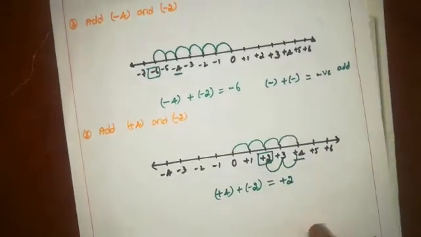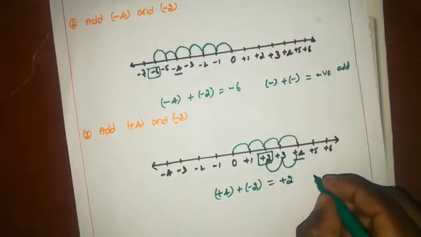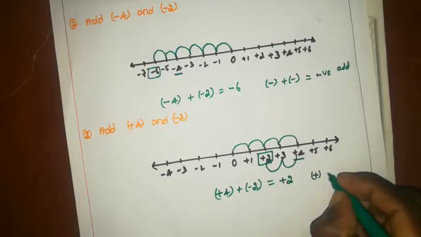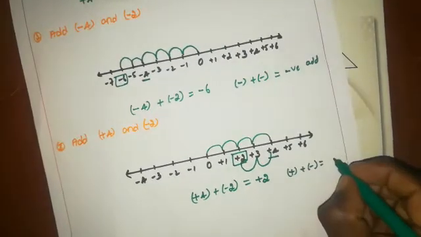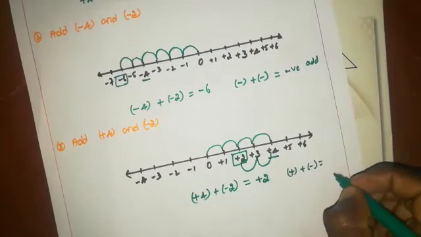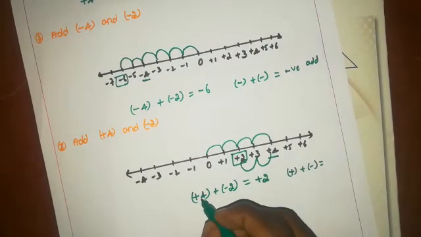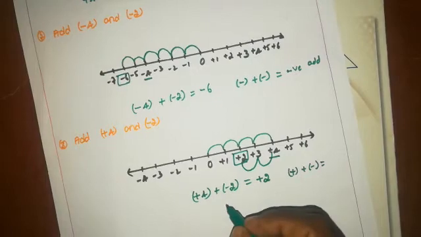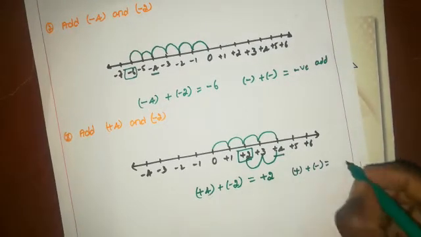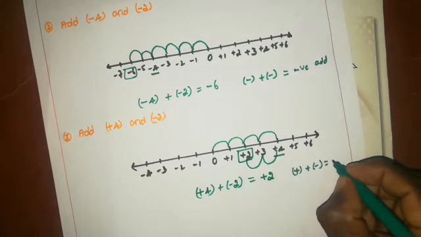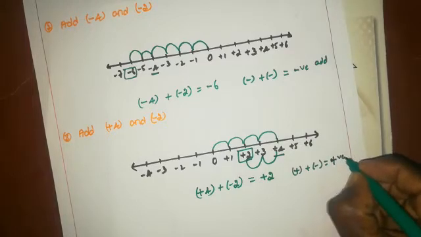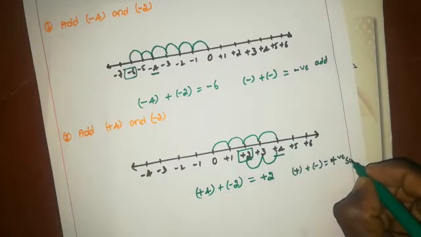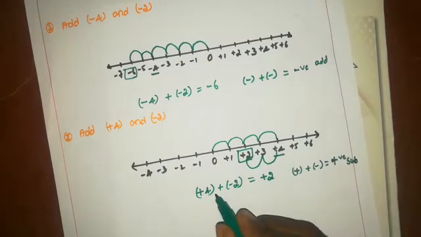By observing this, when we are adding one positive integer and one negative integer, we get either positive or negative. Here plus 4 is the greater number. We take the sign of the greater number, either positive or negative. Here the positive number is the greater number, so we have a positive sign, and we have to subtract the two integers.